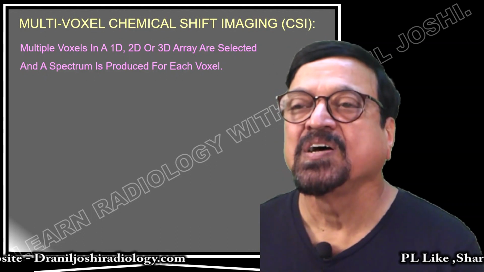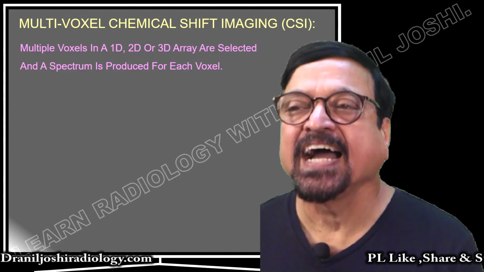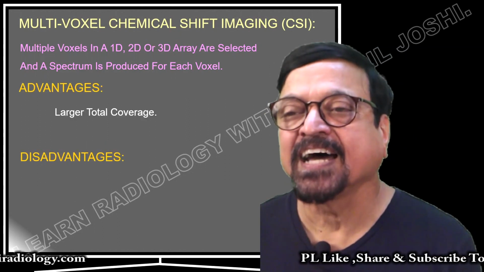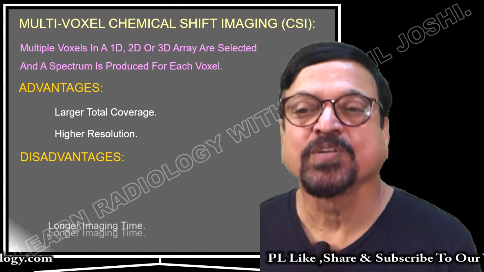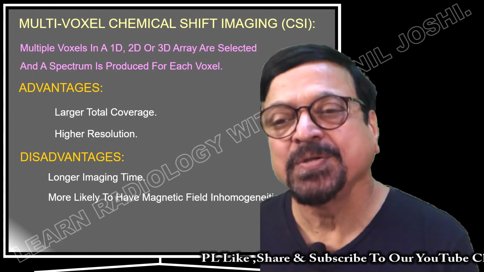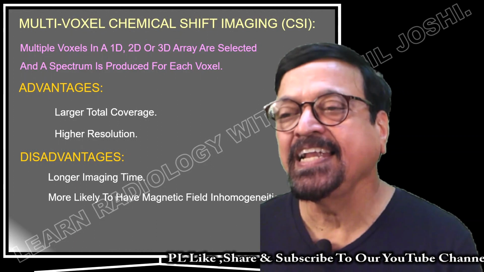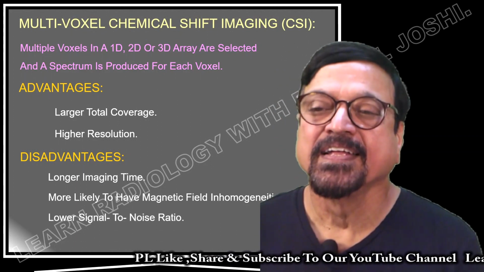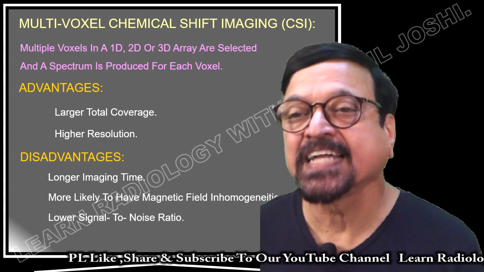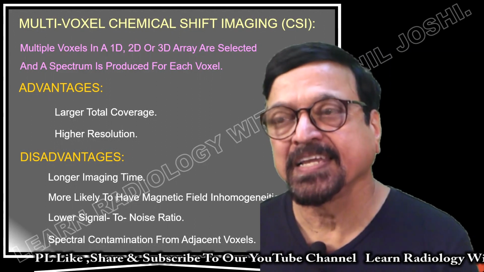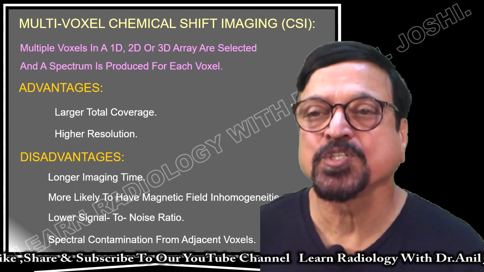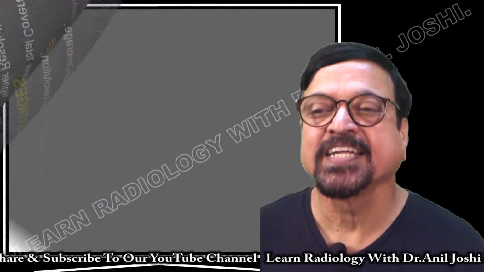In multivoxel, a 1D, 2D, or 3D array is selected, and a spectrum is produced for each voxel. The advantages are that a larger area can be covered, higher resolution can be achieved, and longer imaging time can be achieved. It is more likely to have magnetic field inhomogeneities, and it has a lower signal to noise ratio. These are the disadvantages of multivoxel chemical shift imaging. Spectral contaminations from adjacent voxels are also possible because it is not a single voxel; you are considering many voxels together.